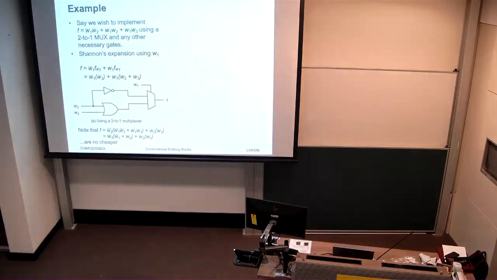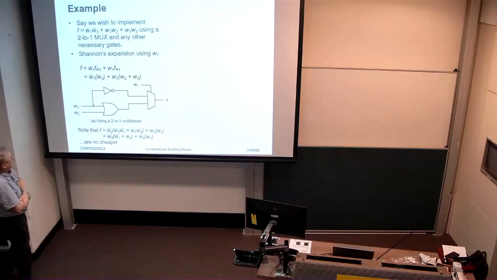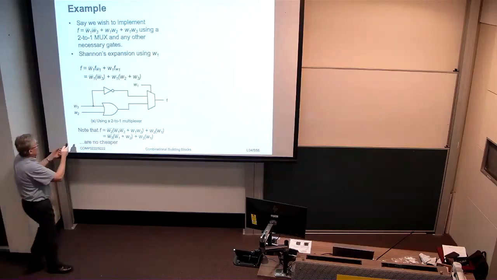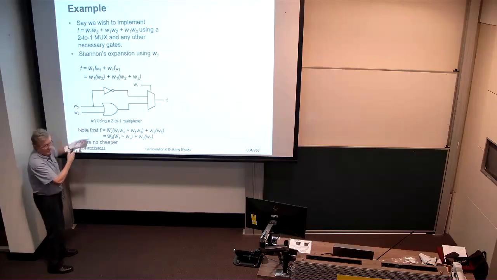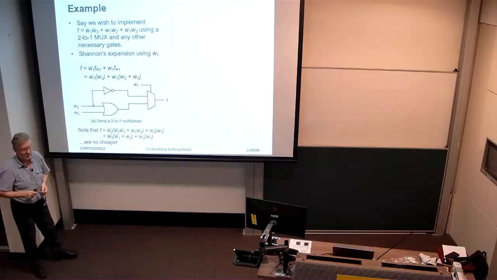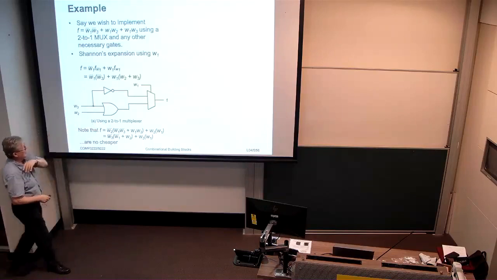Right, so let's have a look at another example here. Here we have f is equal to W1 bar and W3 bar, or W1, W2, or W1, W3. And we want to implement it using a 2-to-1 mux. So if we expand around W1, we'll see that only the first term has W1 bar, so W3 bar is the residual, and the latter 2 terms have W1 in them, so we have W2 or W3 as the residual there. Is that clear? Okay, good. So that's the resulting circuit.